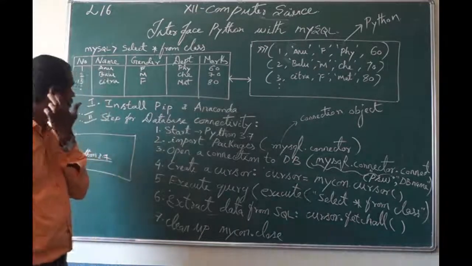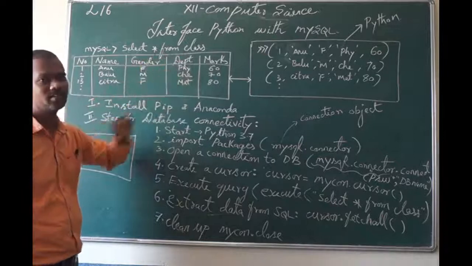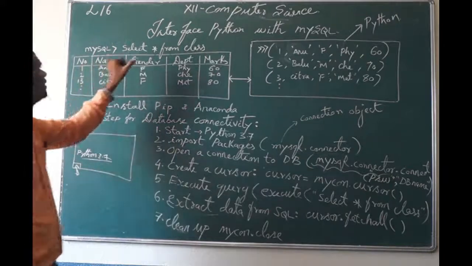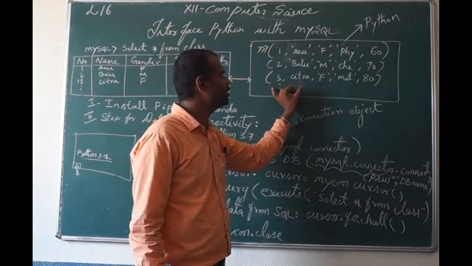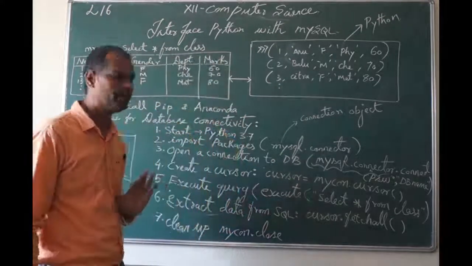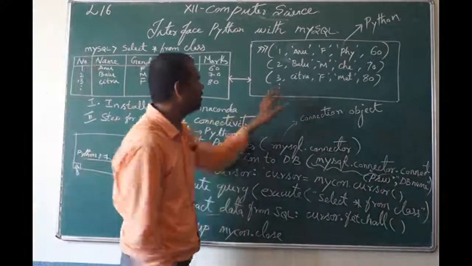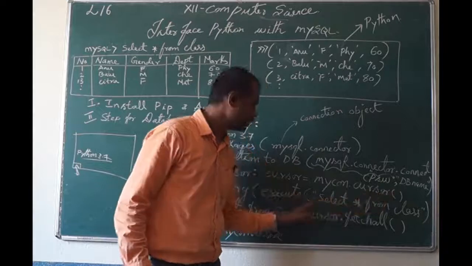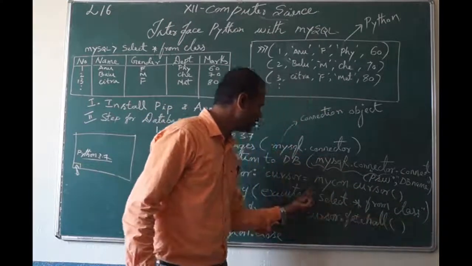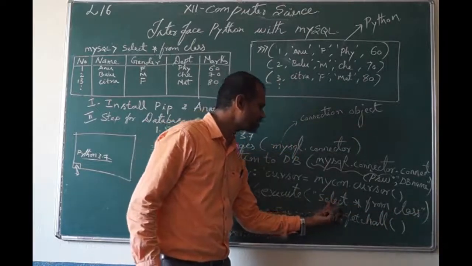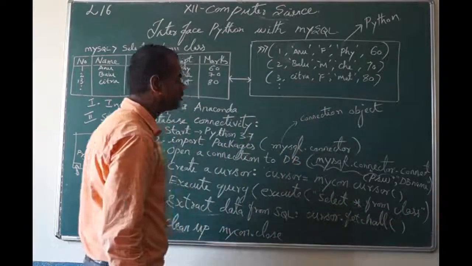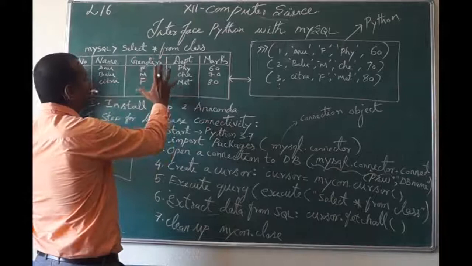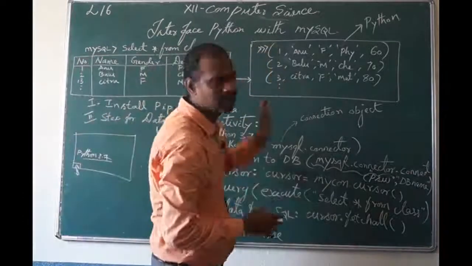Listen. Usually you type select star from class in MySQL. But can you type this in Python? Yes, absolutely possible. In Python, in this area, you can type execute within double quotes. You type execute with brackets and double quotes. If you type select star from class from Python, this data will come and appear here.